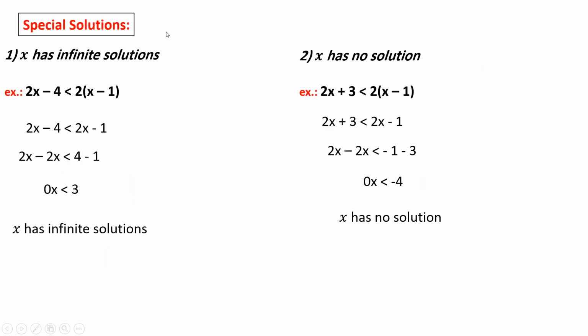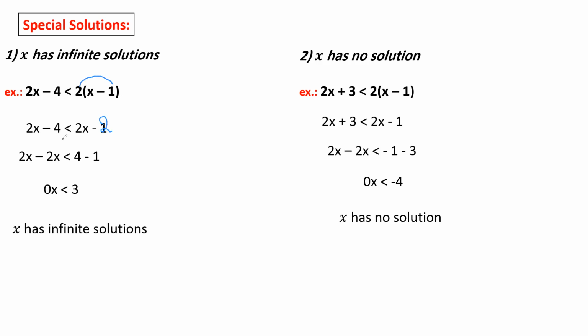This is the last slide of our lesson. As we have special solutions in equations, I have special solutions in inequations. The first special solution: x has infinite solutions or many solutions. For example, 2x minus 4 less than 2 times x minus 1. 2x minus 4 is less than 2x minus 2. Let me correct it. So this should be 2 because I multiply 1 for all.